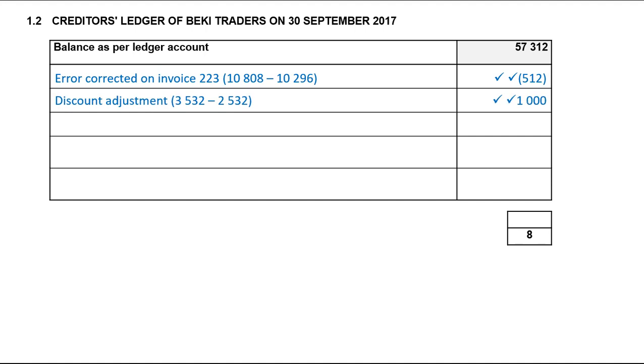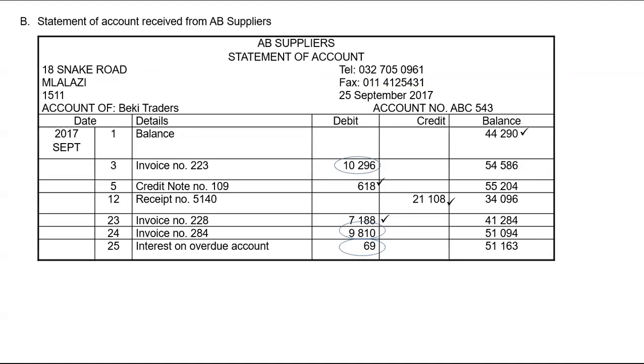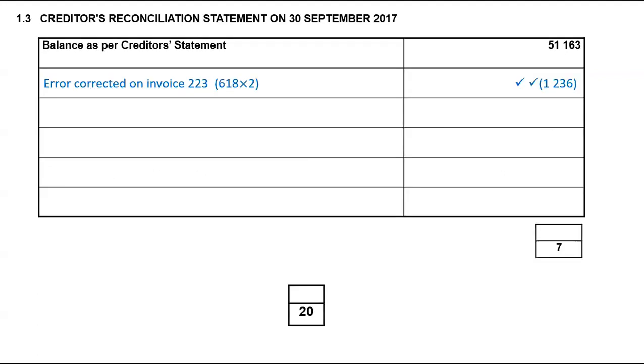But at the same time, when I look at the statement, I don't see them having recorded that discount. I don't see it here. There's no discount here. So they didn't record it, meaning that they overstated our account. So we need to go to the creditors reconciliation and reduce whatever we owe. We need to reduce it by that discount, which is 2,532.